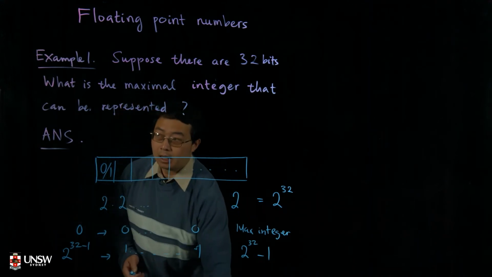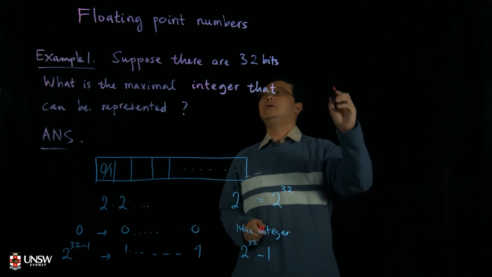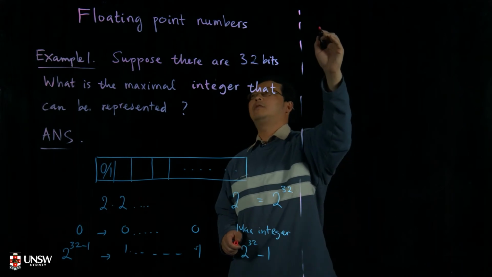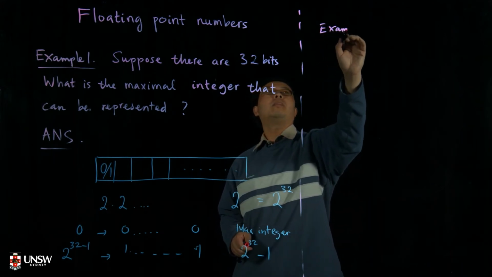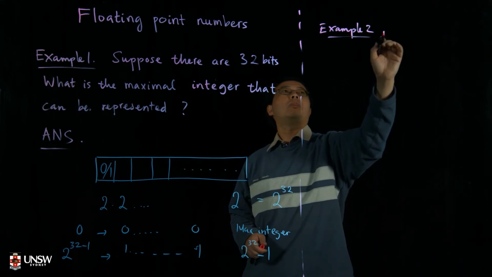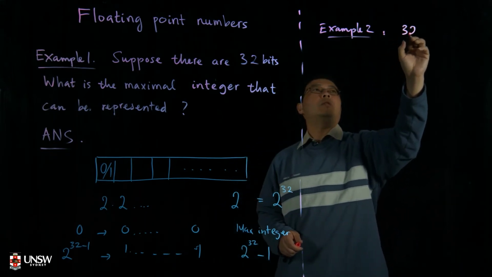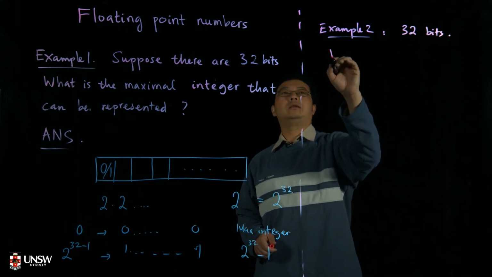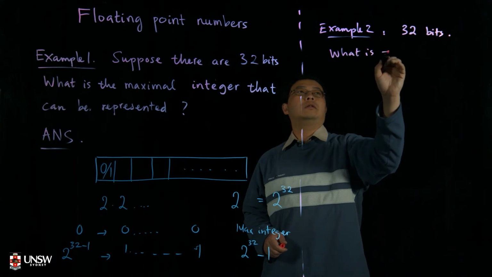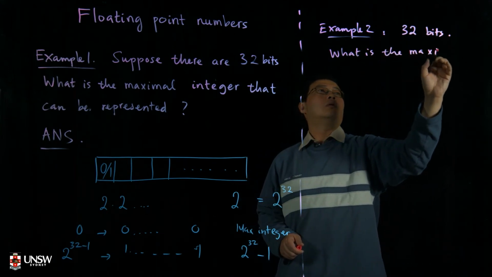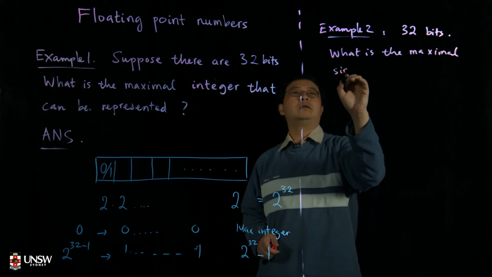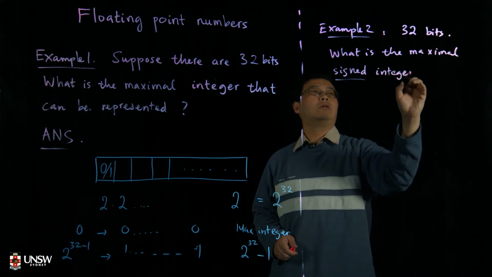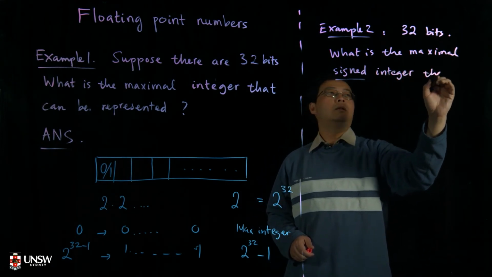And now for the second example. Suppose I have 32 bits, but now I want to represent signed numbers. Then what is the maximal signed integer that can be represented?